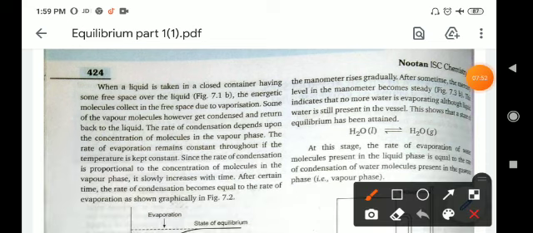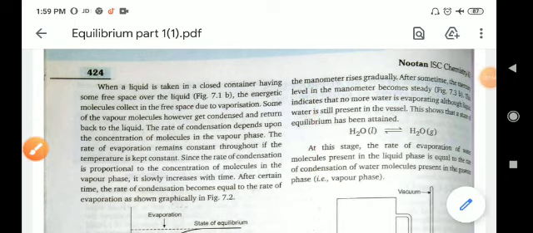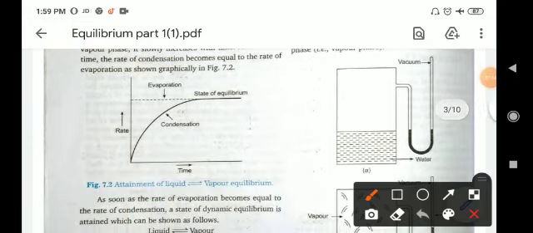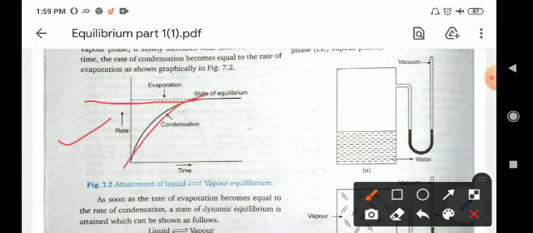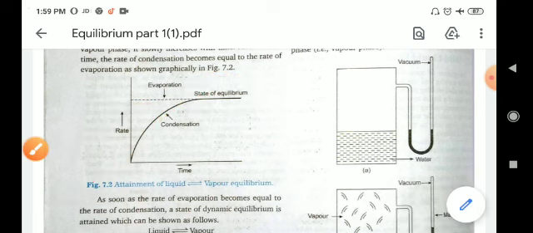Now you can see the graph here. This graph is plotted between rate and time. You can see that the rate of evaporation and the rate of condensation at a point become equal. At this point, the state of equilibrium is attained.